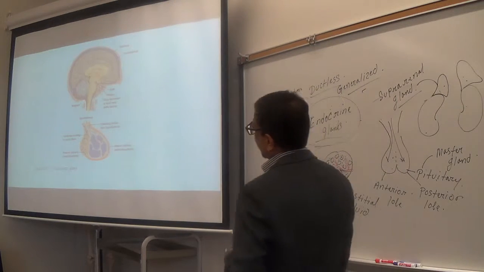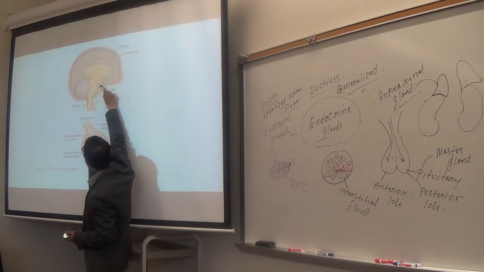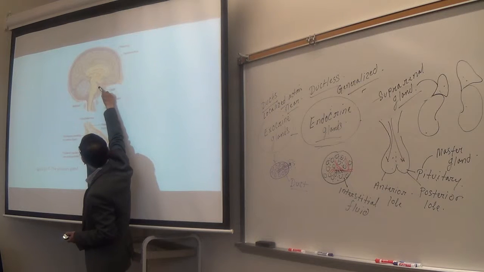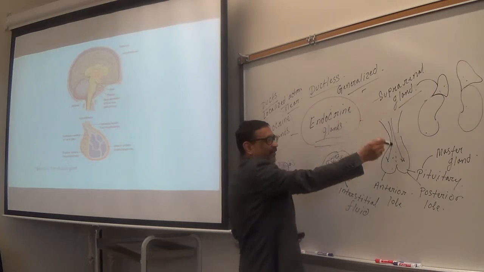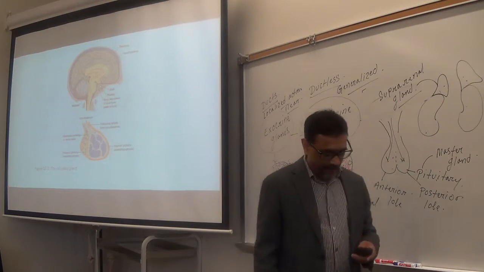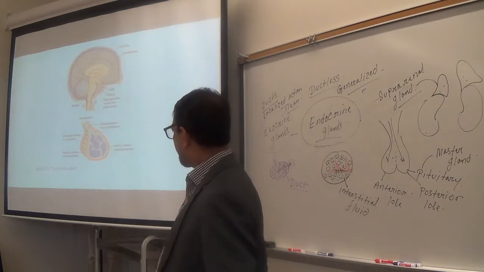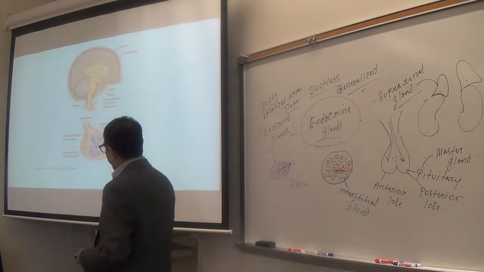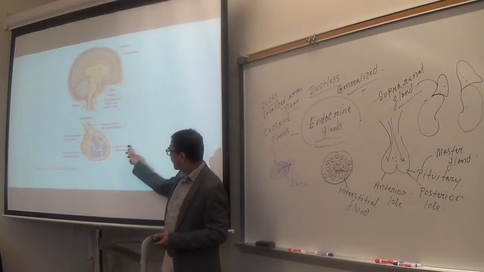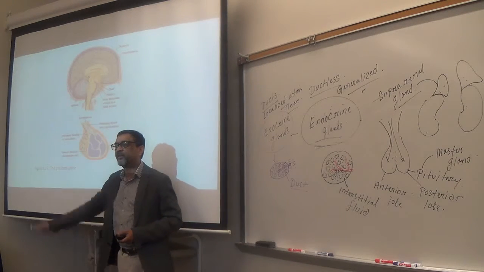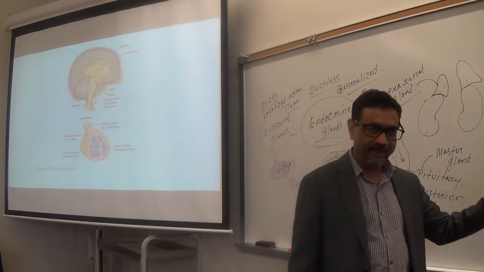Now here you see, I told you that the hypothalamus is just above the pituitary. So this is the pituitary gland and this is the hypothalamus. The hypothalamus controls the pituitary gland. And I already told you that the pituitary gland has two lobes, anterior lobe and posterior lobe. So anterior pituitary, posterior pituitary. Make sense?